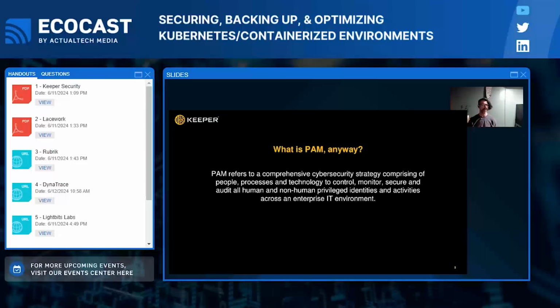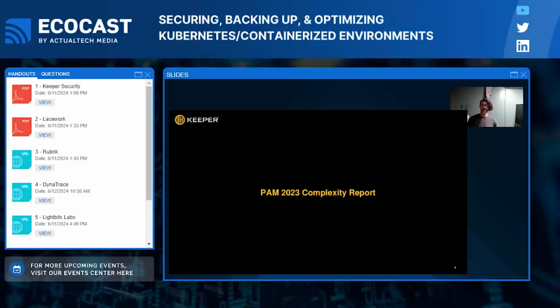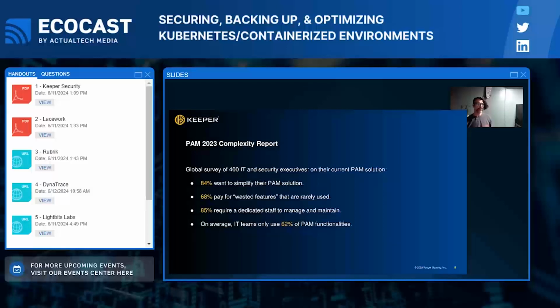PAM is not a product called PAM. And if there is one out there called PAM, then that's the one I'm getting. No, but really, we're going to get into PAM. And let's understand the 2023 PAM complexity report here. The 2023 PAM complexity report states that out of 400 IT and security executives and their PAM solutions, 84% of them want to simplify their PAM solution.